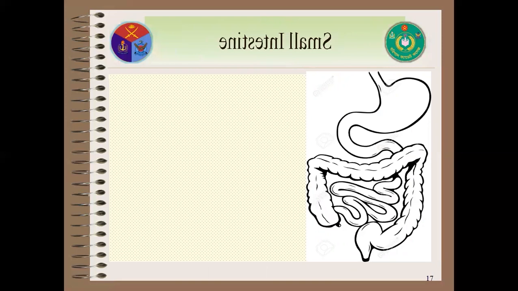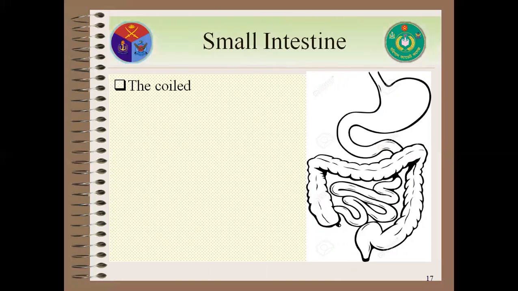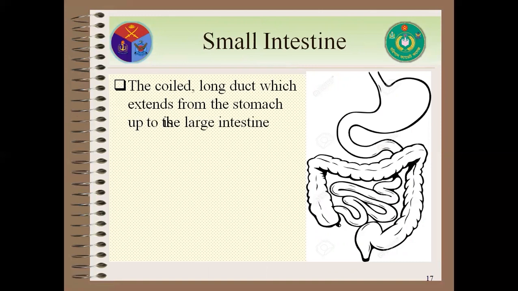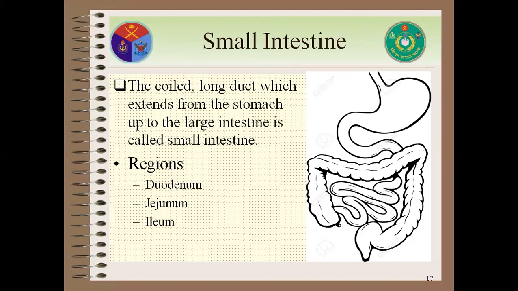Small intestine. The coiled, long duct which extends from the stomach up to the large intestine is called the small intestine. The small intestine starts from here and ends at this point. The small intestine again consists of three parts: duodenum, jejunum, and ileum.